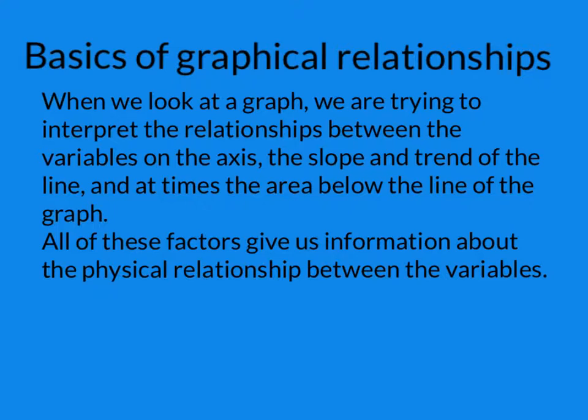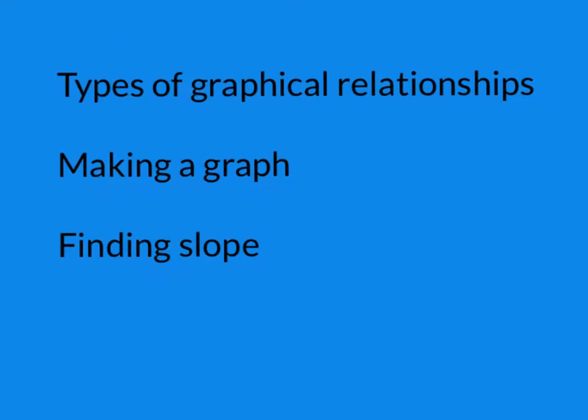So there's times where we'll be looking at the slope of the line, and there are also times where we'll be looking at the area that's under the line. And both of those things tell us more about the relationship between the variables involved. We'll be talking about three ideas: types of graphical relationships, how to make a graph, and how to find slope.